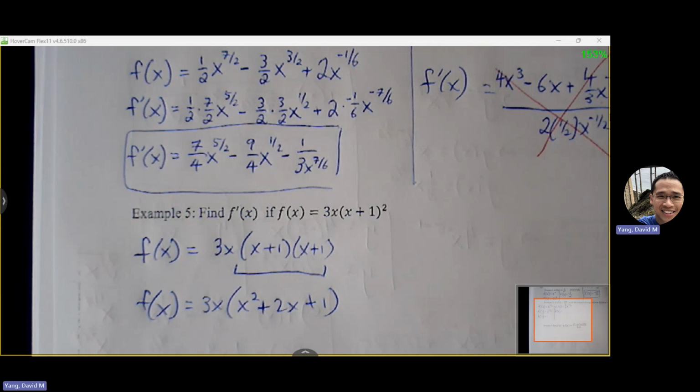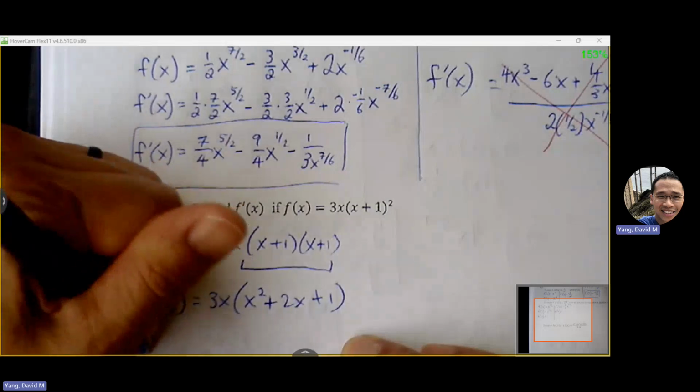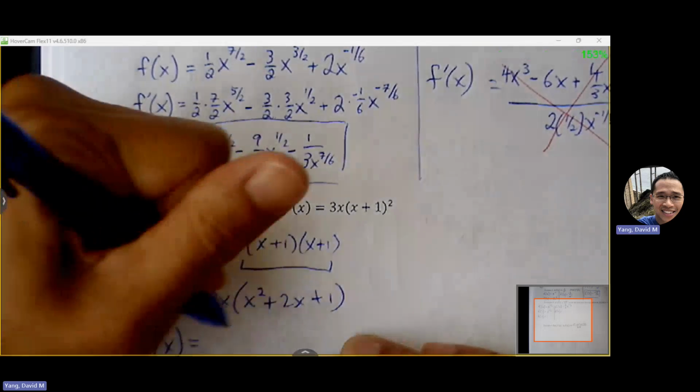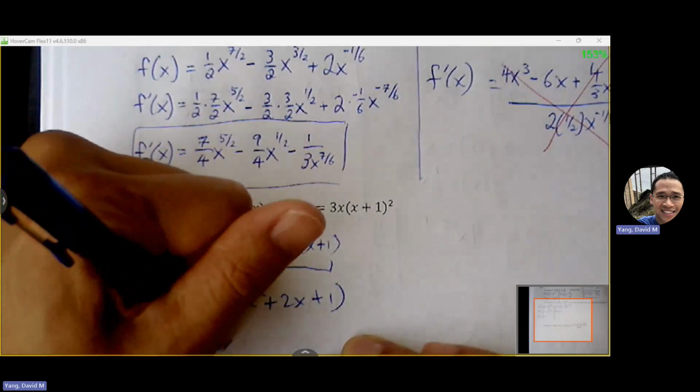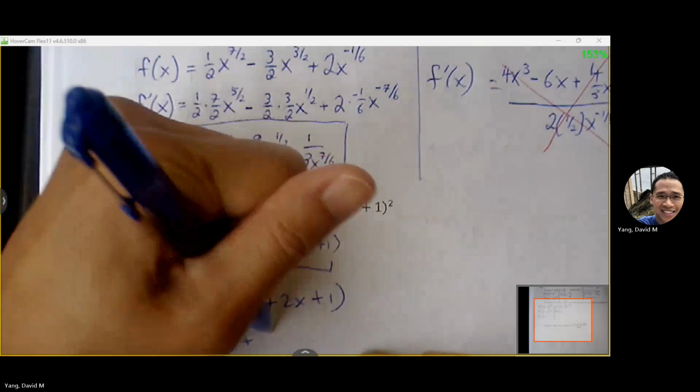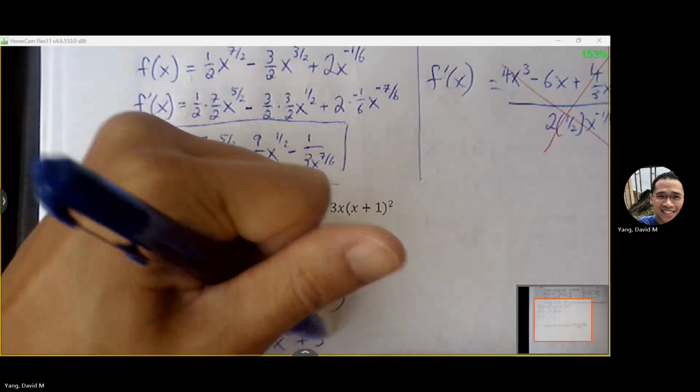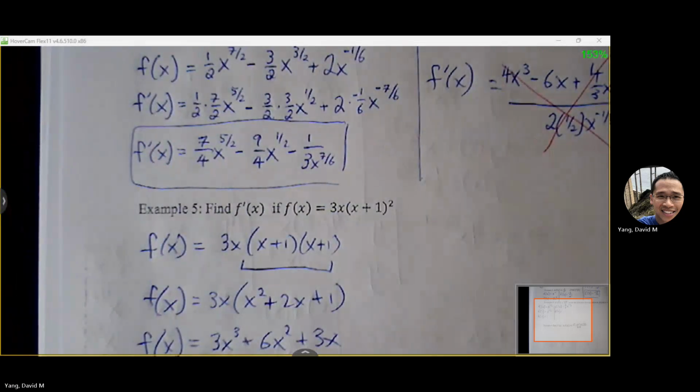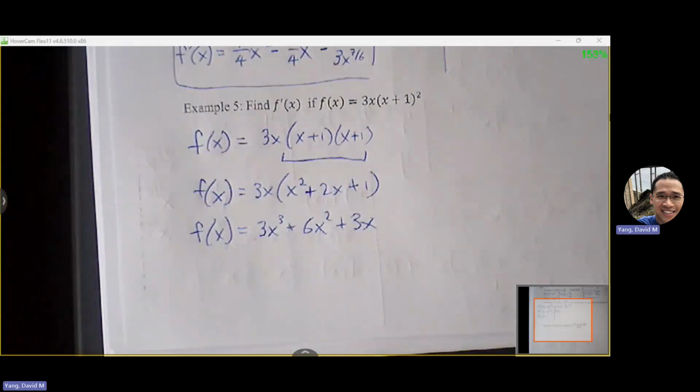So once I'm here, I have to expand all that out. I'm not ready for power rule yet. I need to get all my parentheses to go away. So if I distribute that through, and now it's nice and clean. Everything is separated. Now I can do power rule for each term.